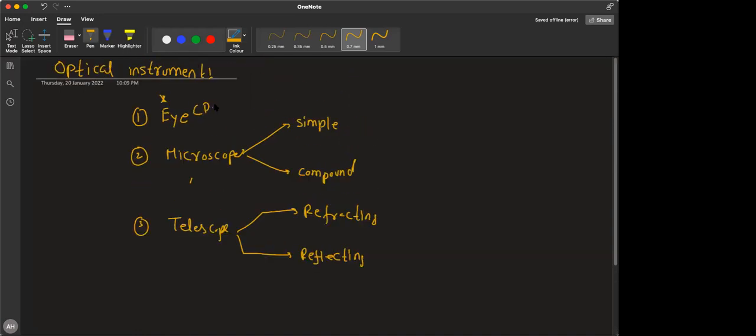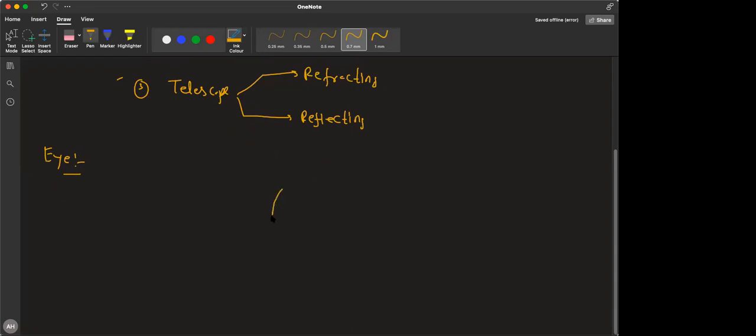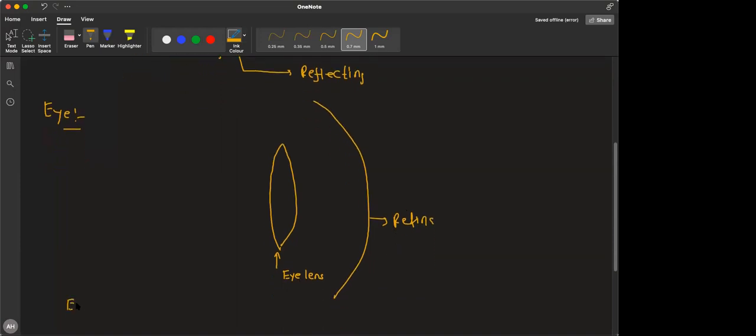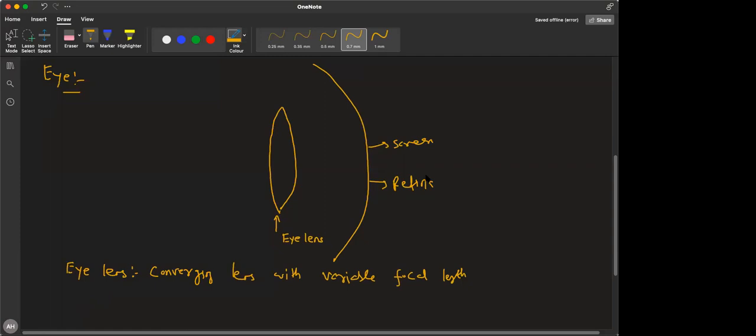Eye is deleted. It's not in the syllabus for the last 5 years. But to do microscope and telescope, you should know some basics about the eye. So let's do a few basic things on the eye. In optics and physics, 2 parts of the eye are important. One is the eye lens and another is the retina. Eye lens is a convex lens having variable focal length. Eye lens is a converging lens with variable focal length. And retina is nothing but the screen. Retina is the screen. That's the eye.